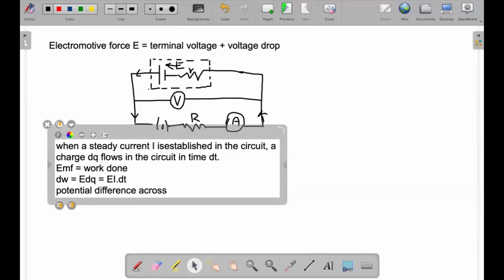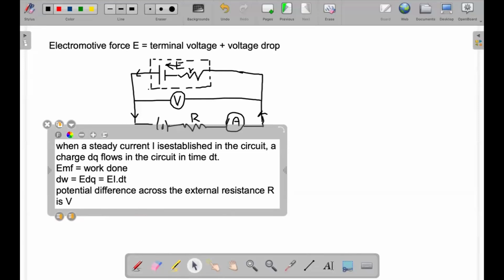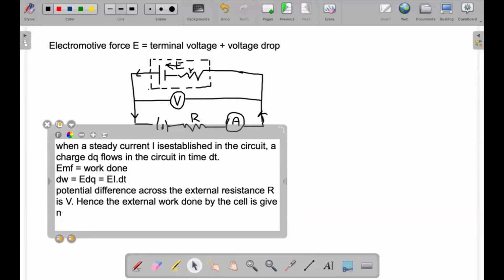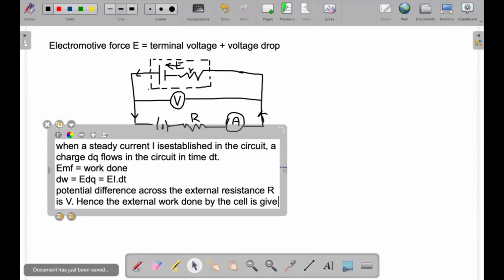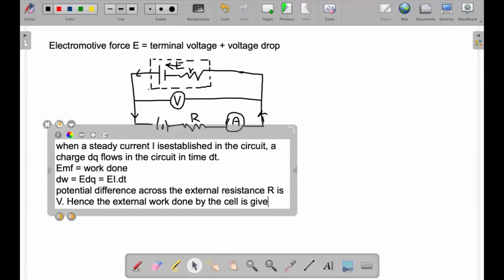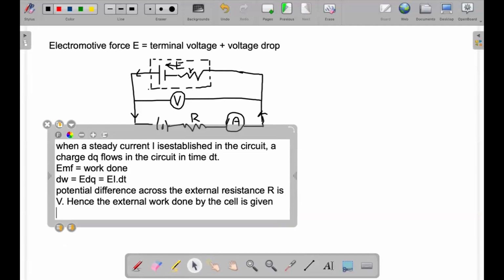Across the external resistance R is V, right? Hence, the external work done by the cell is given. So this is dW, external work done, right?